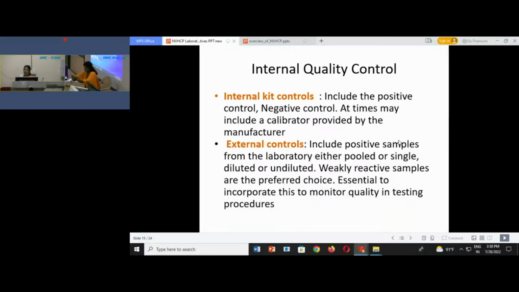They include the positive control and negative controls, and may include a calibrator provided by the manufacturer. External controls include positive samples from the laboratory, either pooled or single, diluted or undiluted. Weekly reactive samples are the preferred choice. It is essential to incorporate this to monitor quality in testing procedures.